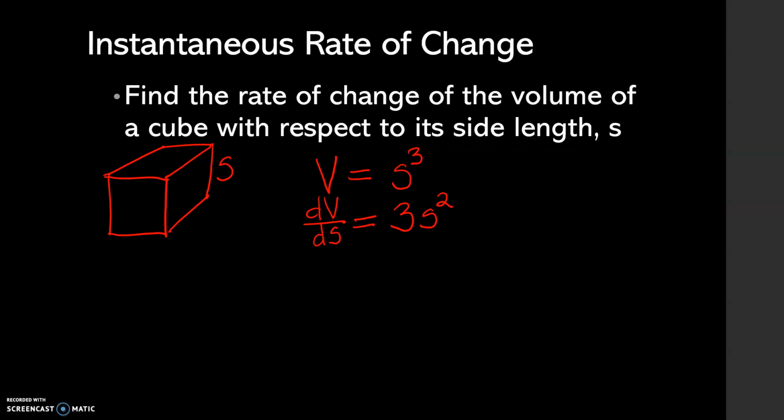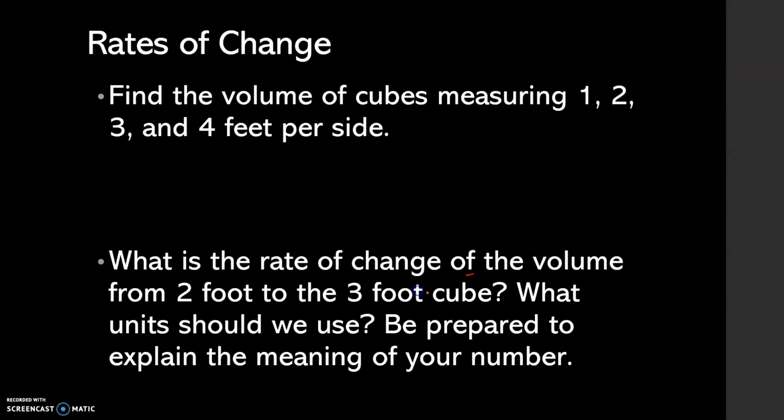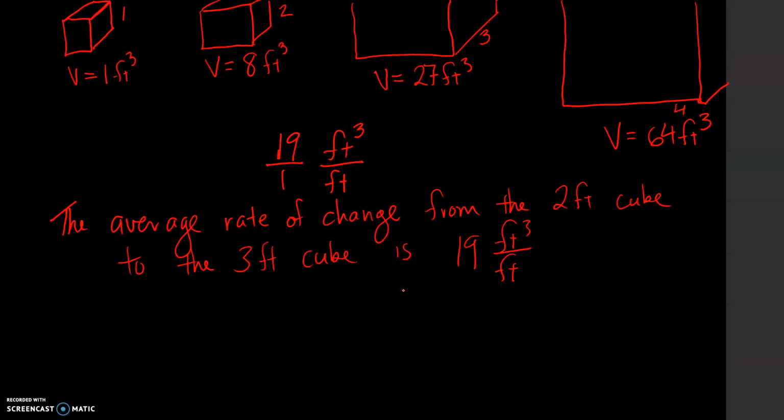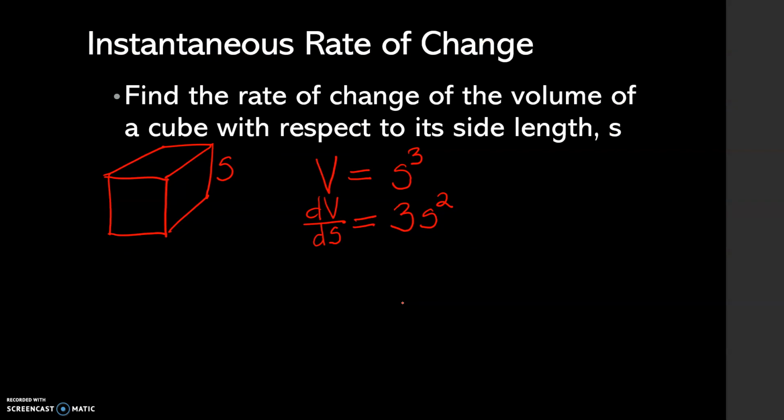Well, that doesn't have a ton of meaning, so let's go back to our previous cube. Sorry, I'm having trouble going back and forth, touching my screen. And we're going to say using s is equal to 2 feet. Okay, because we did talk about a 2-foot cube before. So what would we have there? dV over dS is equal to 3 times 2 squared, or 12.